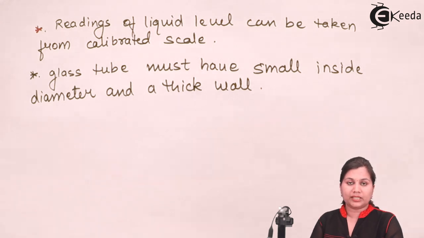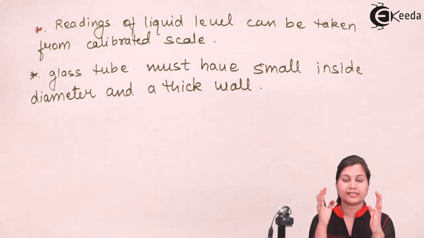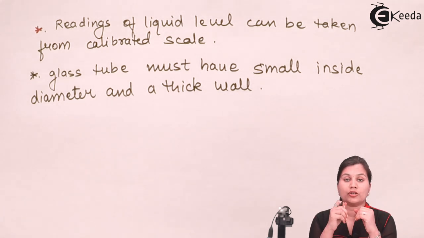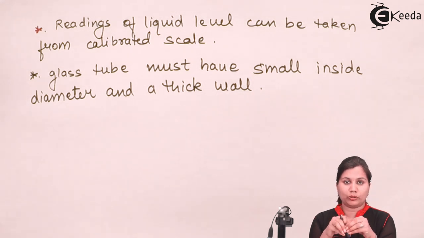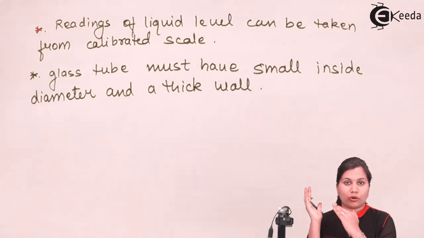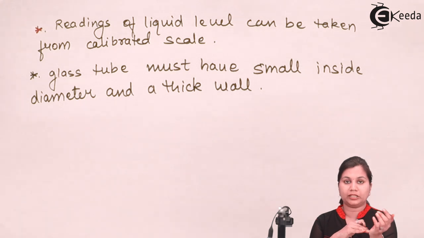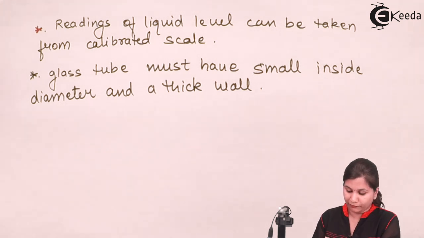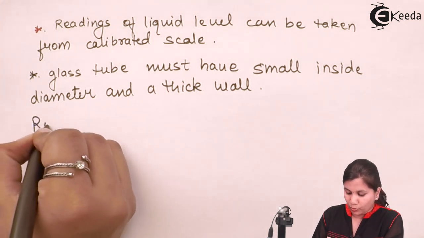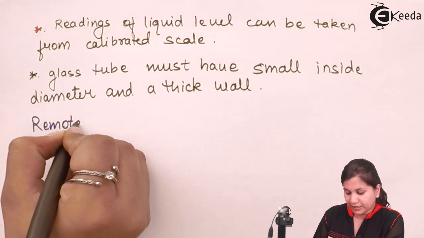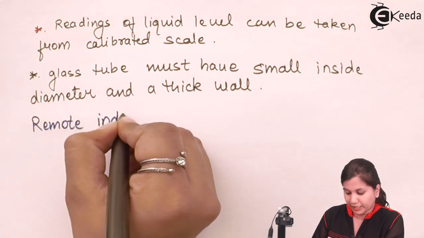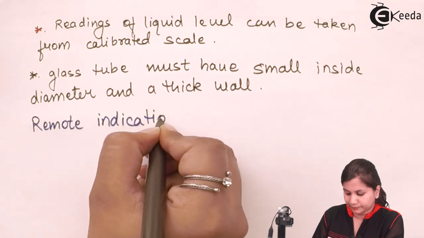Now as we have seen, this sight glass is connected with the tank itself, so this method has to be used at the same location where the tank is located. For remote locations, if we want to use the sight glass tube method, there is a different arrangement. So how can we use the sight glass tube method for remote indication of liquid level? Let us see.